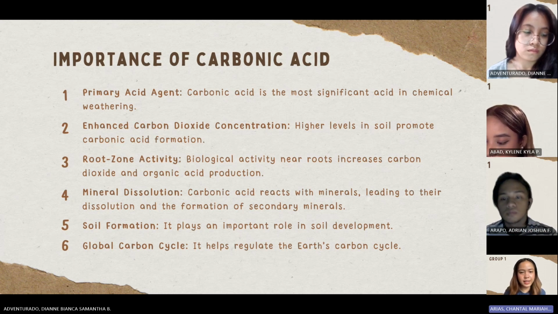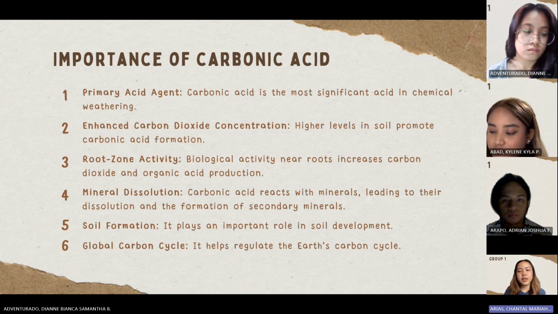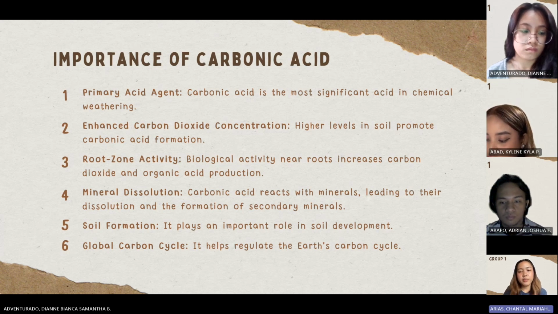Lastly, for the importance is the global carbon cycle. It helps regulate the Earth's carbon cycle. So chemical weathering involving carbonic acid helps regulate the Earth's carbon cycle by removing carbon dioxide from the atmosphere and storing it in minerals. Next.